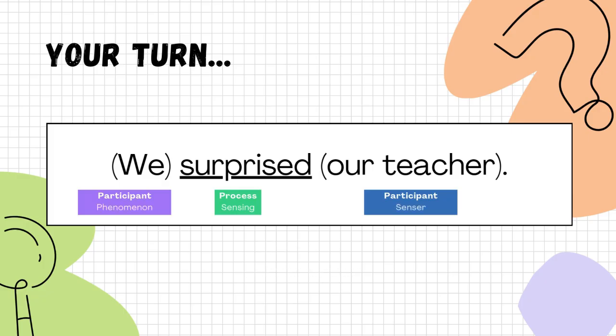Our teacher is the one that is feeling surprised, so that's the sensor. And we are the phenomenon because we caused our teacher to feel that sensation. Whatever it was that we did to cause them to feel surprised could be described in a separate clause, most likely with a doing process.